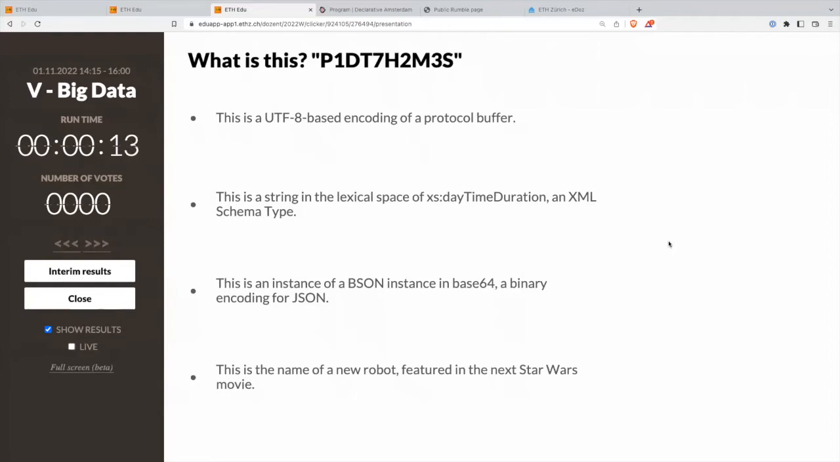D1DT7H2EMS3S. Is it a UTF-8-based encoding of a protocol buffer? Is it a string in the lexical space of datetime duration, which is an XML schema type? Is it an instance of a BSON instance in base 64, which is a binary encoding for JSON? Or is it the name of a new robot in Star Wars?